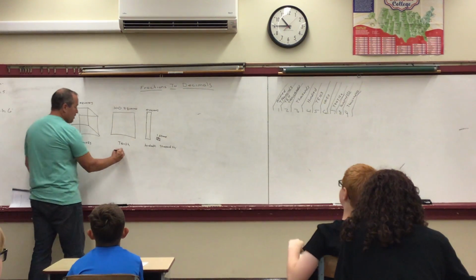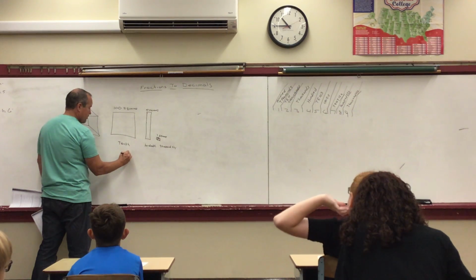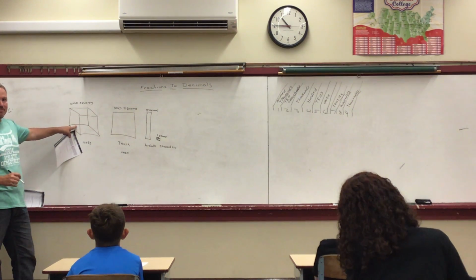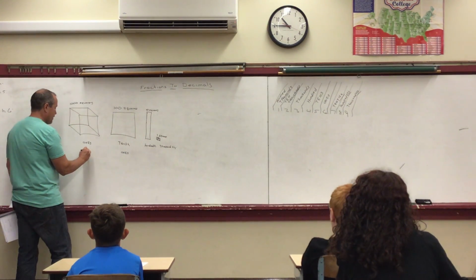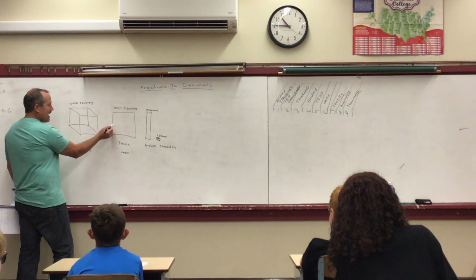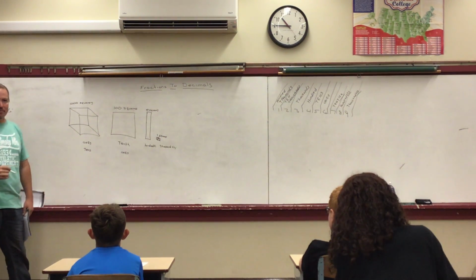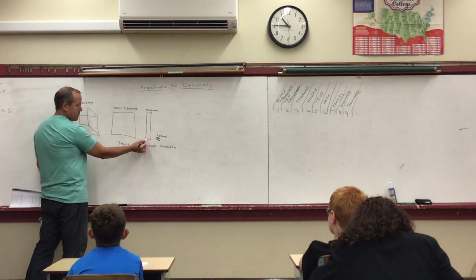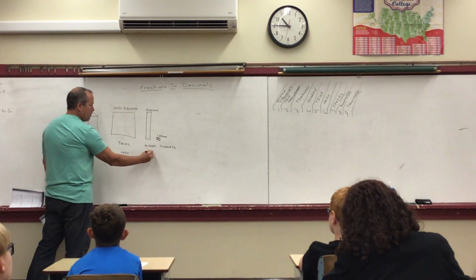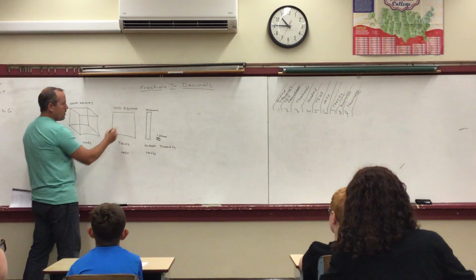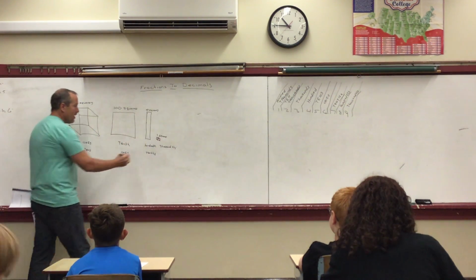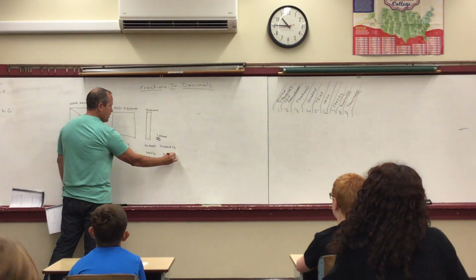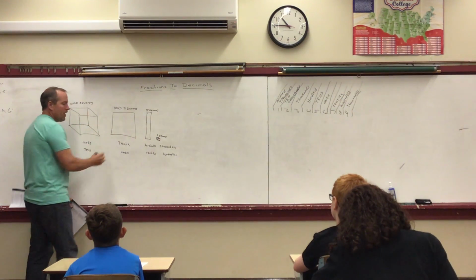Now, if this represents the ones place, what does this represent? It represents the tens, because there would be 10 of these in one of them. If this represents the ones place, what does this represent? The tenth, because there would be 10 of these in one of them. And then this would represent the hundredth, because there would be 100 of these in one of them.